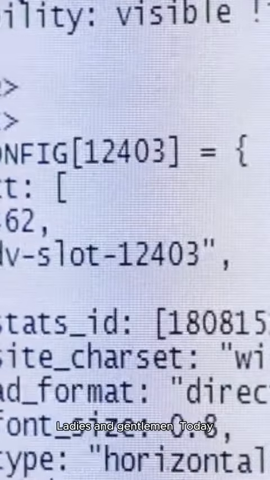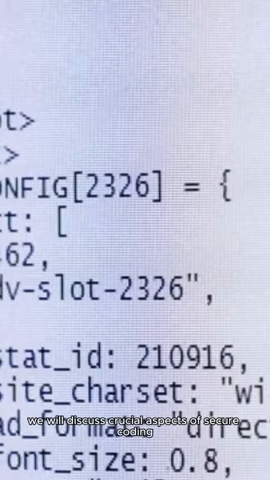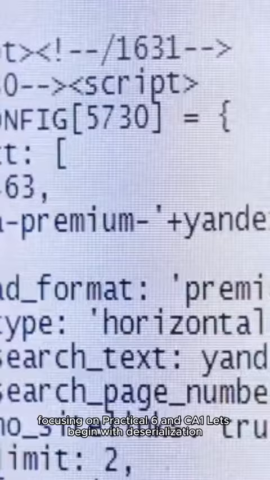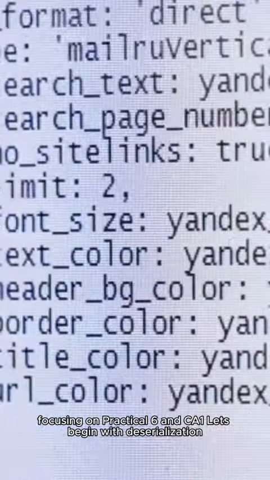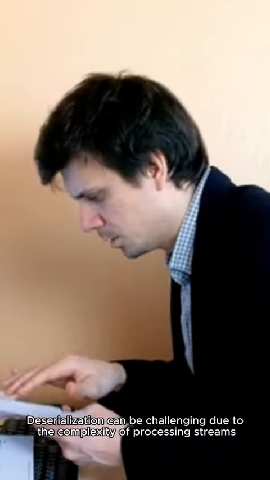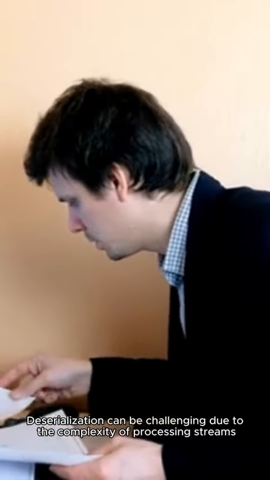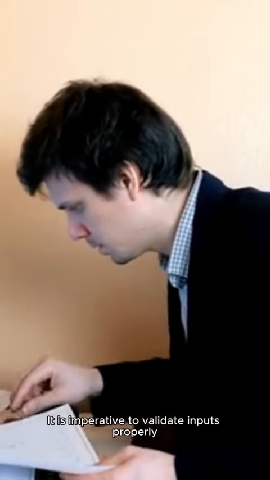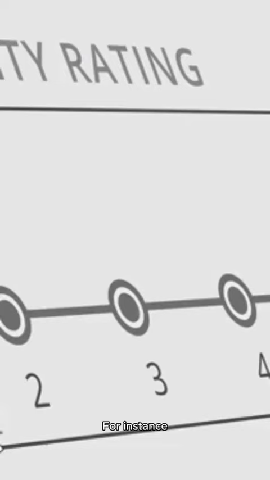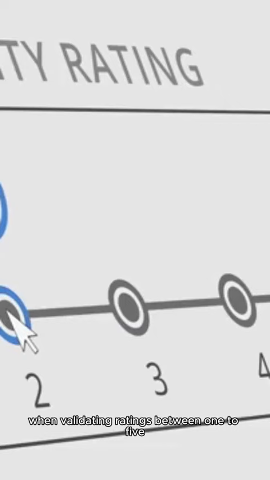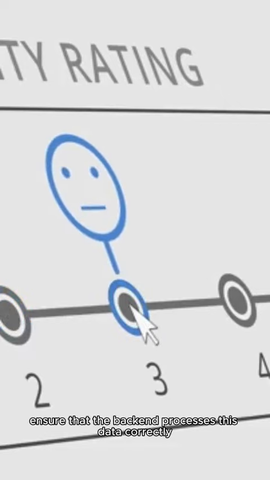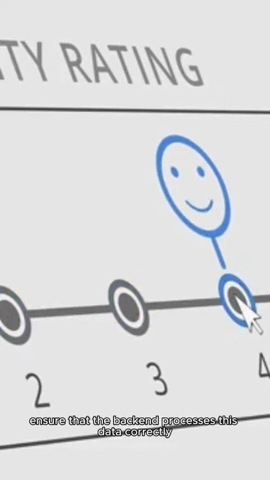Ladies and gentlemen, today we will discuss crucial aspects of secure coding, focusing on practical 6 and CA1. Let's begin with deserialization. Deserialization can be challenging due to the complexity of processing streams. It is imperative to validate inputs properly. For instance, when validating ratings between 1 to 5, ensure that the backend processes this data correctly.